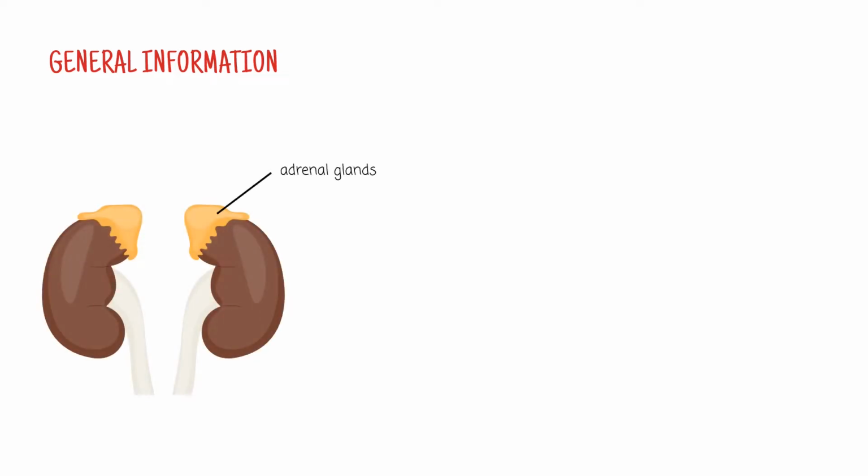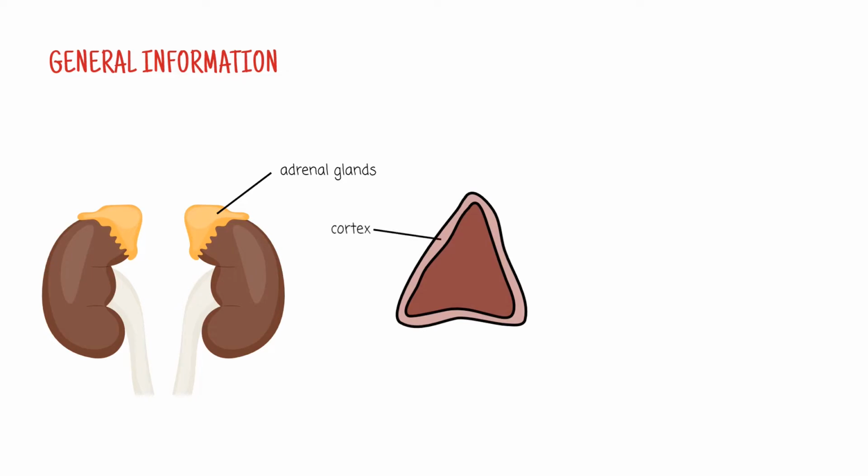As you probably know, cortisol is produced and secreted by the adrenal glands, which consist of two parts, the adrenal cortex and the adrenal medulla. The adrenal medulla secretes catecholamines, epinephrine and norepinephrine, and the adrenal cortex secretes cortisol together with other hormones.